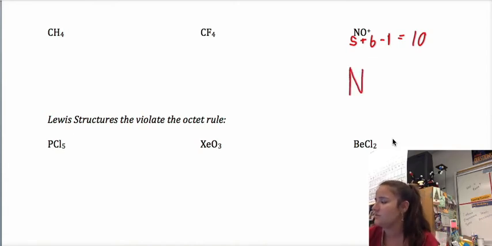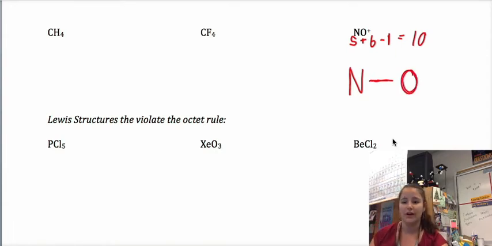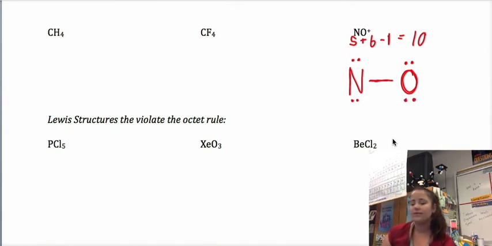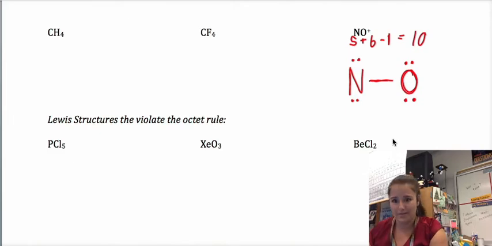Okay, we've got nitrogen. We'll start with just a single bond to oxygen. Okay, so there's 2 of our electrons. We have 8 more. So let's see what happens if I go 2, 4, 6, 8. Okay, so there's my 10 electrons. However, here nobody has an octet. Nobody. Okay, so I need to make this so that at least one of them has its octet, preferably both of them.